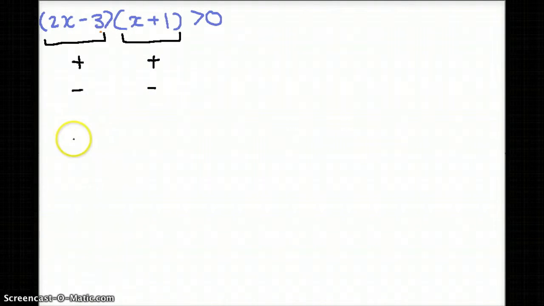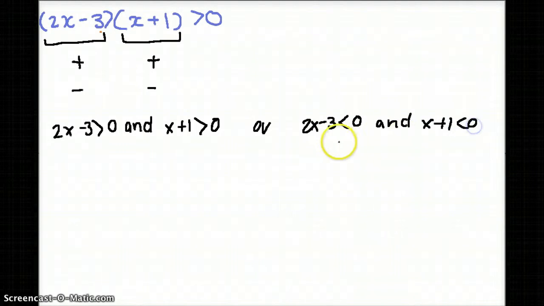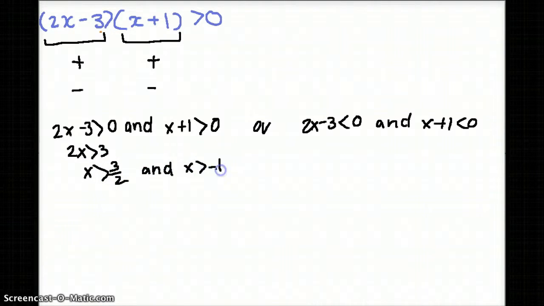So I'm going to write these scenarios down. Let's say the positive scenario: 2x − 3 has to be greater than 0, and x + 1 has to be greater than 0. Either that, or we can have both of them negative: 2x − 3 is less than 0, and x + 1 is less than 0. Then we're just going to solve this. So 2x is greater than 3, x is greater than 3/2, and x is greater than −1.